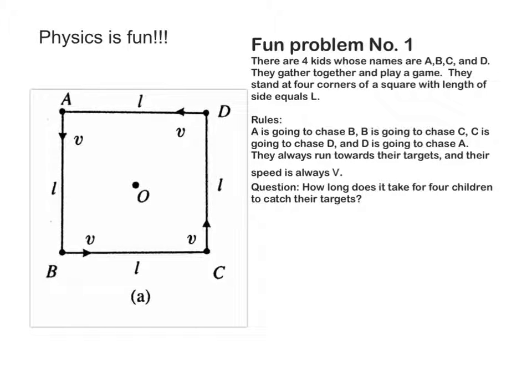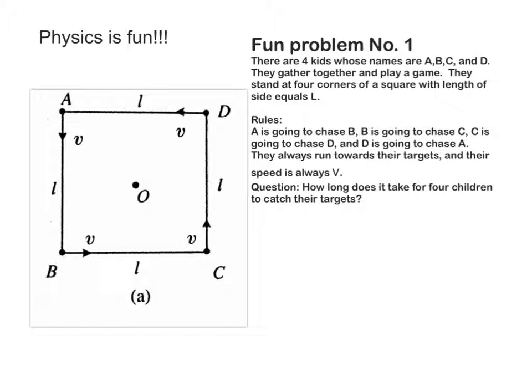Hello, this time I want to show you that sometimes a complex physics problem can be solved in an easier way. So our characters today are four kids whose names are A, B, C, and D. And they are playing a game. Each of them stands at the corner of a square with side length L.